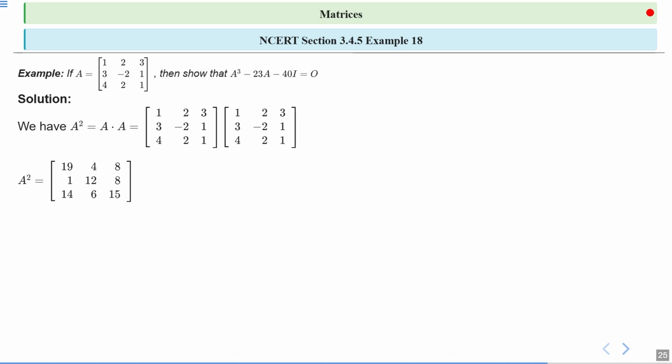So A squared will be [1, 2, 3; 3, -2, 1; 4, 2, 1] into [1, 2, 3; 3, -2, 1; 4, 2, 1]. After multiplication, A squared will be equal to [19, 4, 8; 1, 12, 8; 14, 6, 15]. Okay, right.